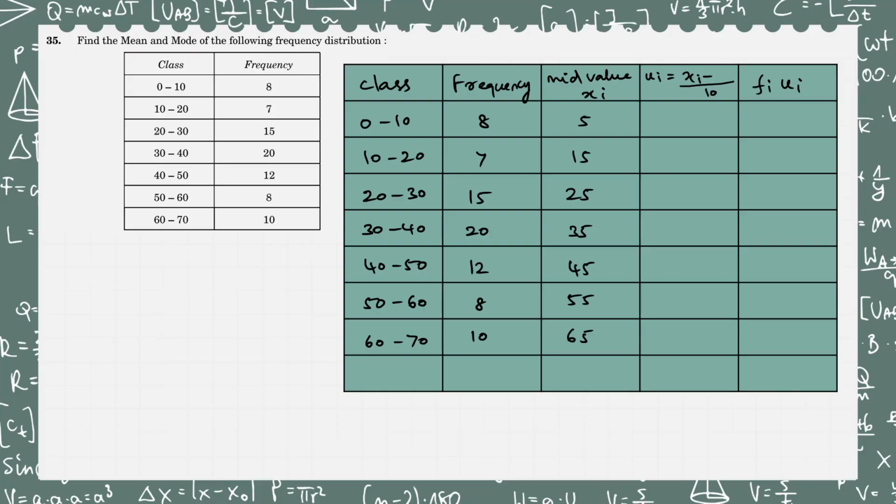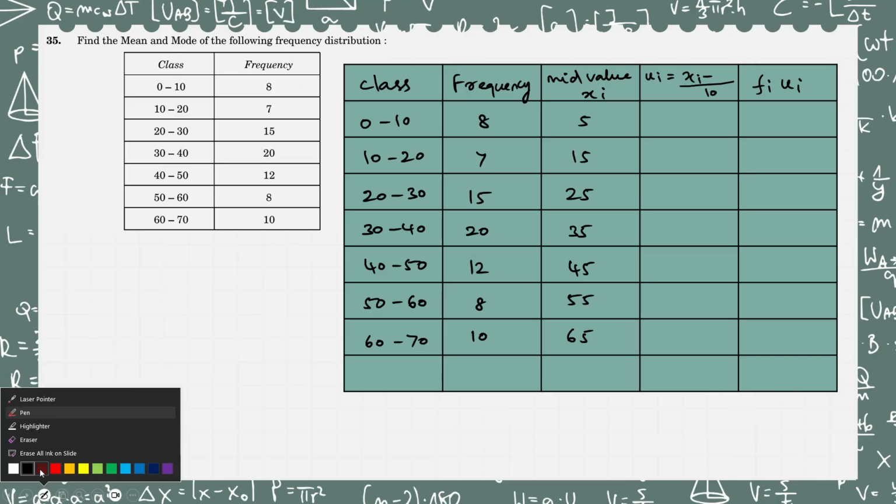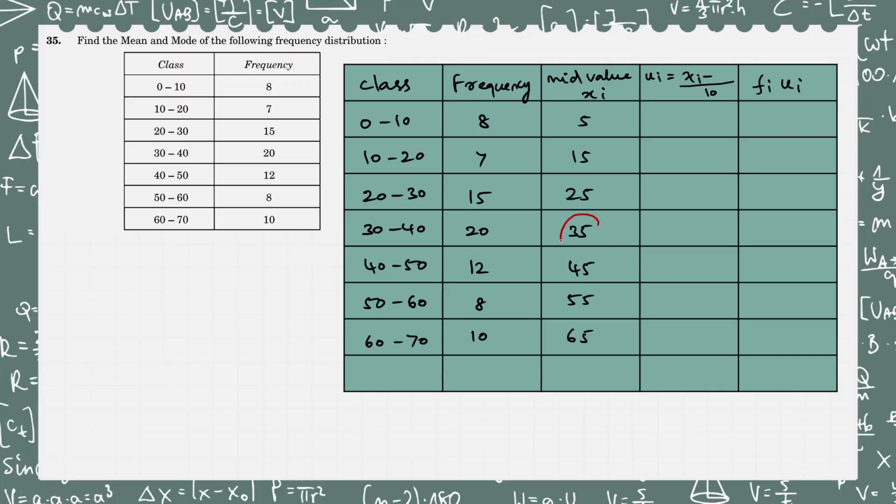We usually take the middlemost entry as the assumed mean. So I am taking this 35 as my assumed mean here. That 35 I am going to put here. So this is like (xi minus 35) divided by 10, and we need to find out ui for each row now.